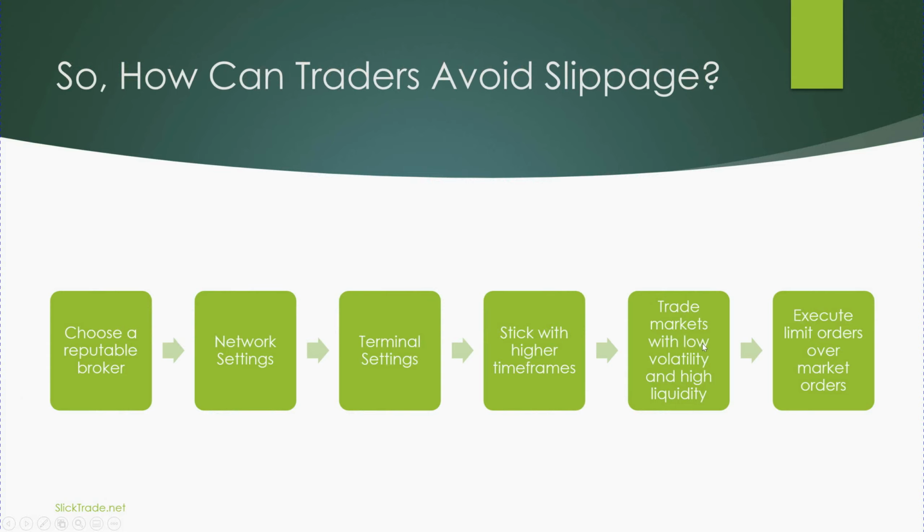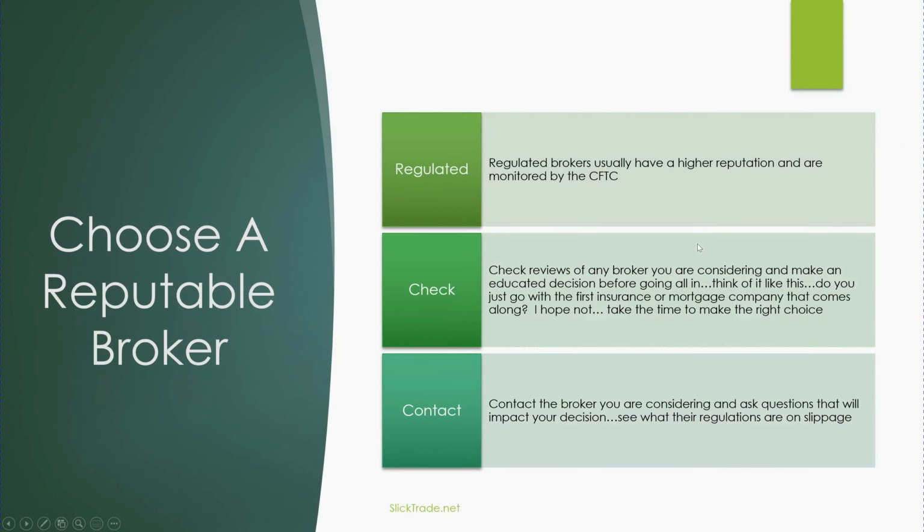So how can traders avoid slippage? Choose a reputable broker, check network settings and terminal settings, stick with higher time frames, trade markets with low volatility and high liquidity, and execute limit orders over market orders. So let's get into a little more detail.